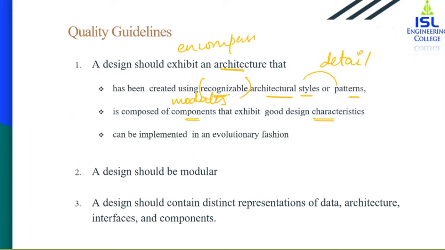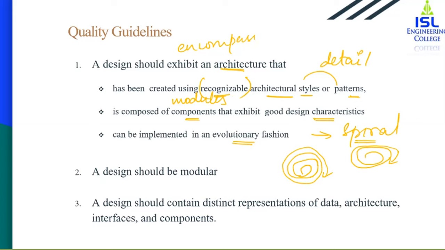Then the next is, it can be implemented in an evolutionary fashion. With an evolutionary fashion, which particular model have we studied? We have studied the spiral model. Now within the spiral model, what do you do? You are going to keep on developing the software. If suppose within the first iteration you have developed a model, you're going to identify what are the risks in them. You're going to again make another prototype. You're going to either discard the entire thing, or you can take a few items from the previous prototype and again implement it. Then this process is going to be continuous until the entire software is complete.